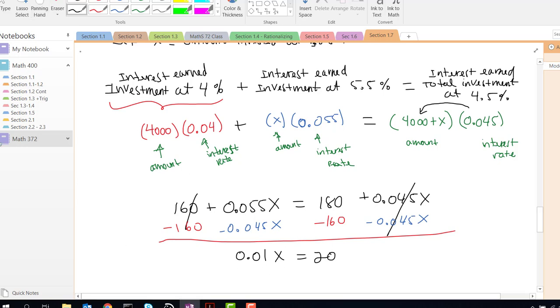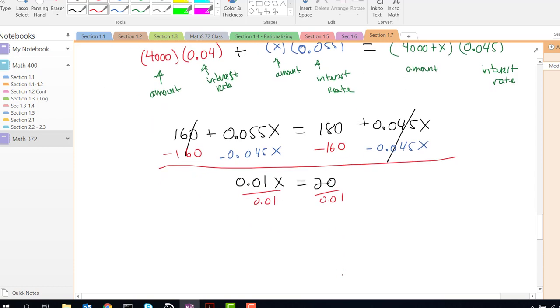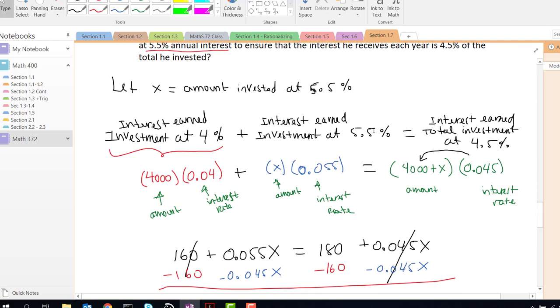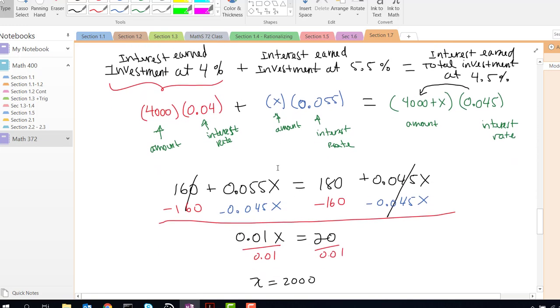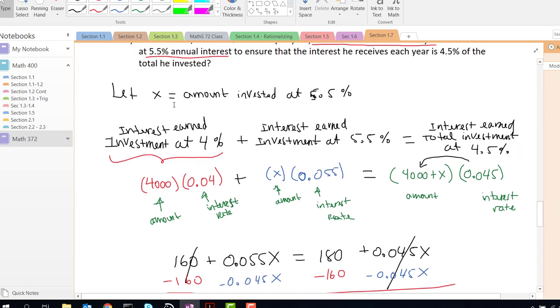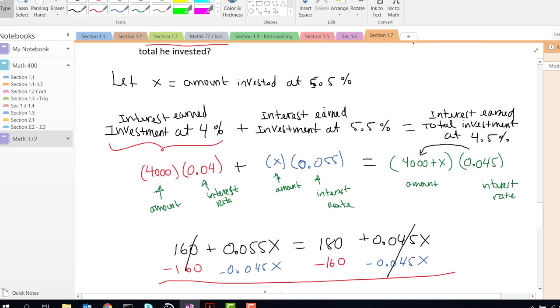And then divide by 0.01. And we should get $2,000. So x equals 2,000. So let's go back to the question and see if we answered it. It said, how much, underlined here in red, how much additional money must he invest at 5.5% annual interest? Did we find the amount at 5.5%? Yes, X was the amount invested at 5.5%.